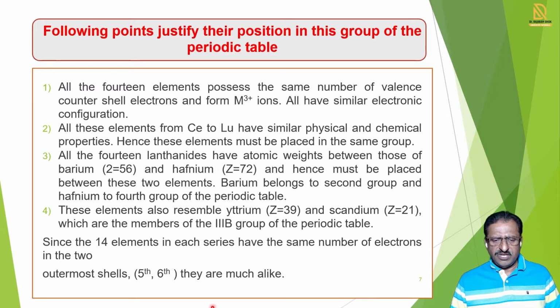So these 14 elements present in this series have the same number of electrons in the two outermost shells, that is, in the fifth shell and sixth shell they are alike. And because of that, we can show the elements in this series.